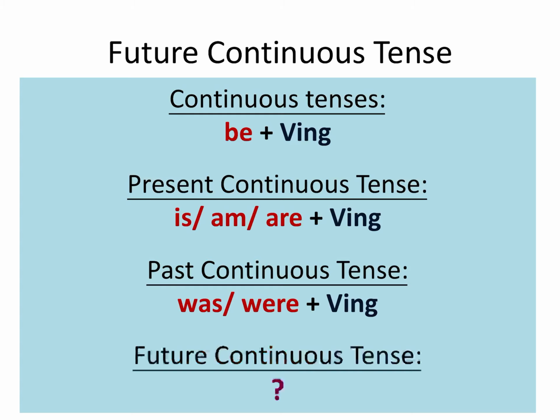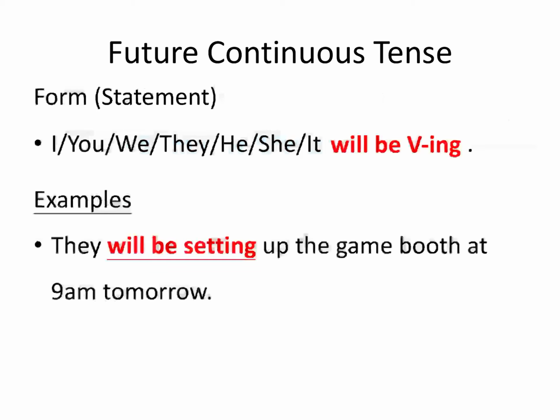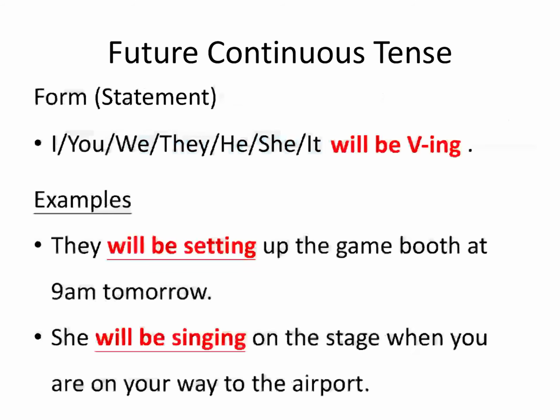So how does future continuous tense look like? Under the same pattern, you should ask yourself how the word be looks like in future tense, and that is will be. That is why a future continuous verb has three parts, that is, will, be, plus ing. Examples: they will be setting up the game booth at 9 a.m. tomorrow. She will be singing on the stage when you are on your way to the airport.